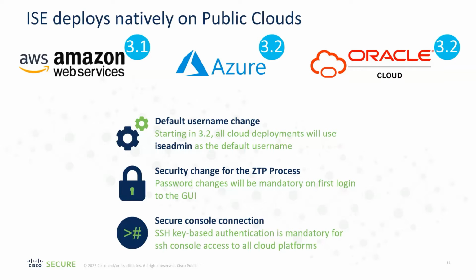There's also been a security change for the zero touch provisioning. And that's when you put in all of your user data for provisioning in the cloud. Since that's passed in plain text, we're going to force a password change on your first login to the GUI. And lastly, the serial console connection. So when you SSH into your cloud instance, we're going to use public key authentication. So we'll show you a little bit about that later on as well. So I wanted you just to understand that.